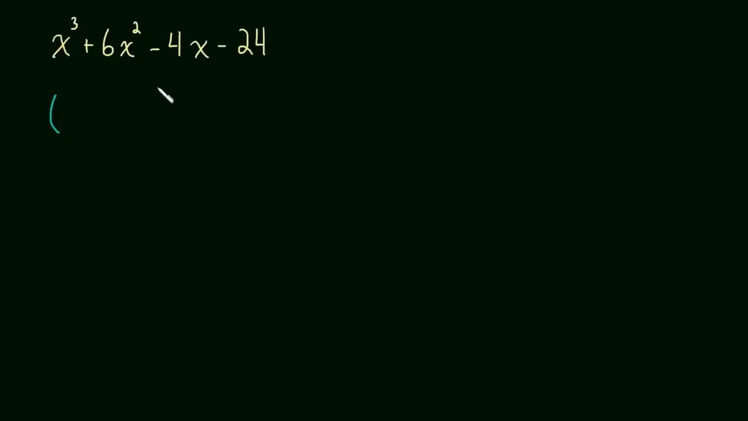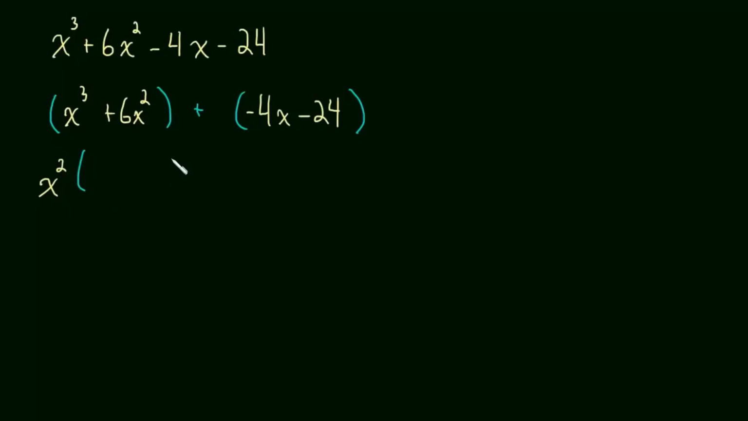Well, we group the first two terms together, and then we add the second two terms, the group of the second two. So this will be x cubed plus 6x squared plus, and then minus 4x minus 24. So we haven't changed anything. We just decided to group these into pairs. And now we factor out of each group what we can. So on the left side, we can get an x squared out of each term. And that just becomes x squared times x plus 6.